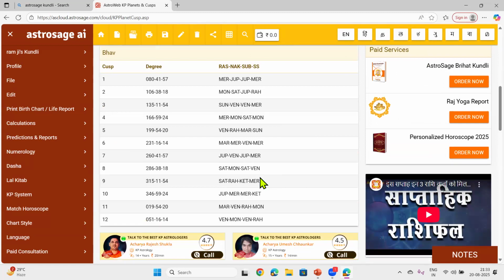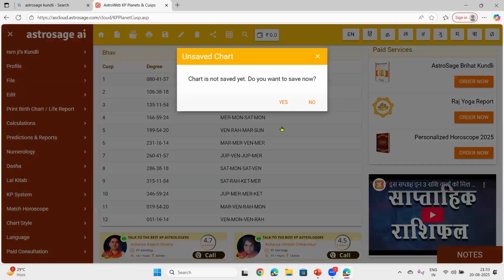So Ramji, when was your first child born? April 26th, 1999, sir. Okay. So now, first child. Who will give the result of the first child? Anybody who can say? See the chart and tell. Fifth cusp is shown. Mars.